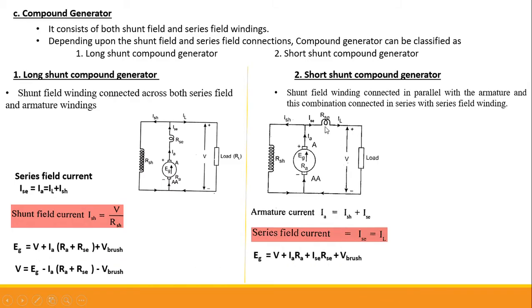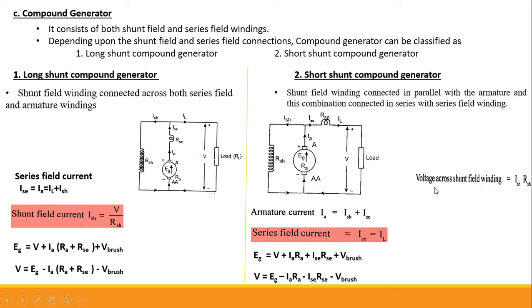From the circuit diagram, we can calculate easily the generated EMF. Eg is equal to the addition of terminal voltage V, the voltage drop across the armature IaRa, the voltage drop across the series field coil I series R series, and the brush drop, that is V brush. From the equation of generated EMF, we can calculate easily the equation of terminal voltage: V is equal to Eg minus IaRa minus I series R series minus V brush.